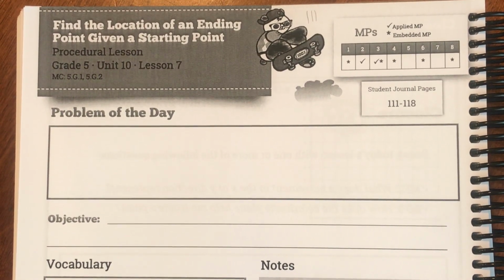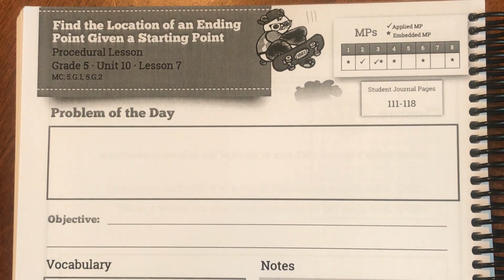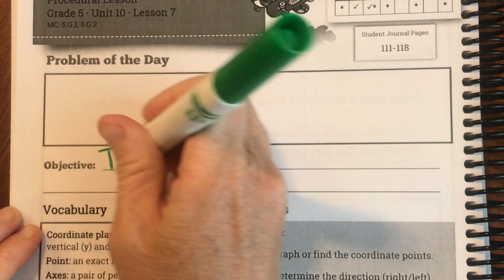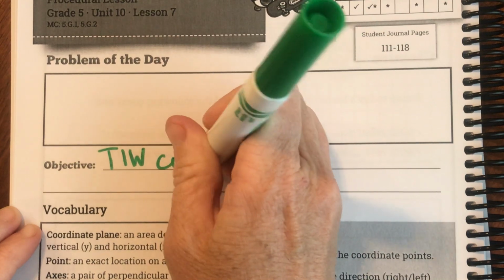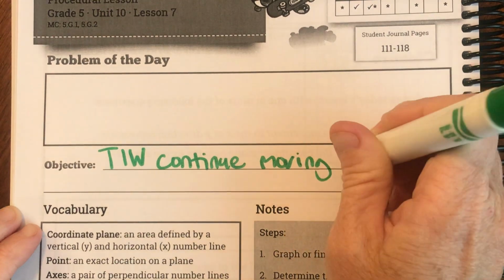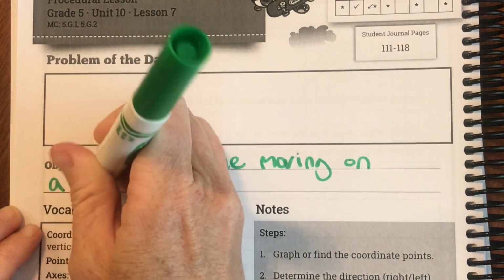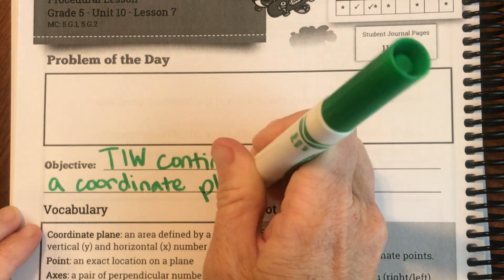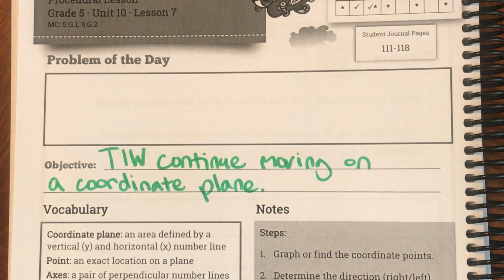Today we're on page 111 of your student journal, and we are on lesson 7. So page 111 on lesson 7. And our objective, or our goal today, is: today I will continue moving on a coordinate plane. So today we're going to just be doing more of what we had practiced yesterday.